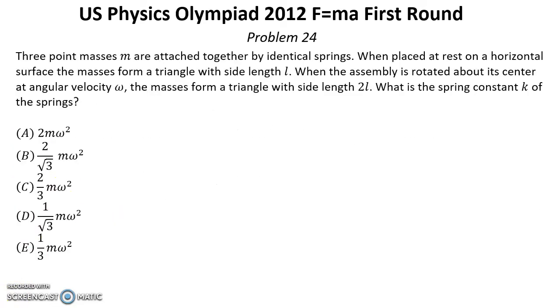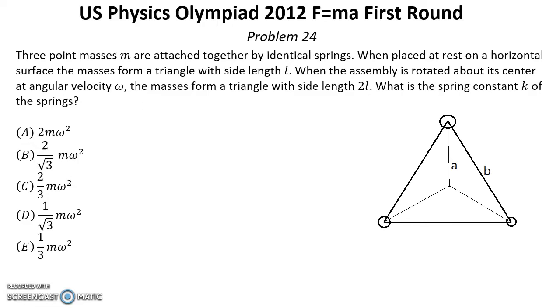Problem 24. 3 point masses M are attached together by identical springs. When placed at rest on a horizontal surface, the masses form a triangle with side length L. When the assembly is rotated about its center at angular velocity omega, the masses form a triangle with side length 2L. What is the spring constant K of the springs? Solution. First, let's draw the picture of this triangle.